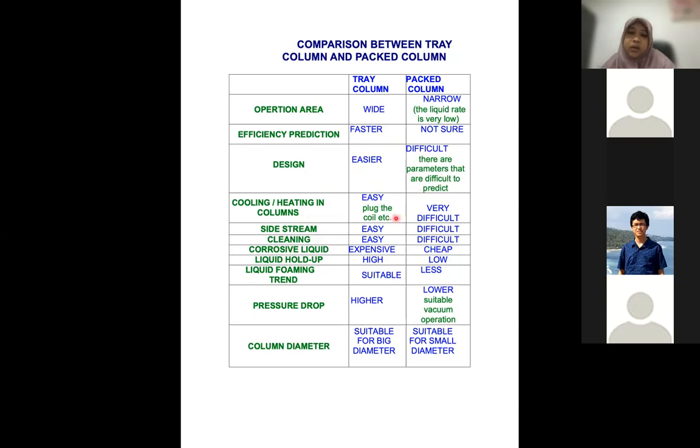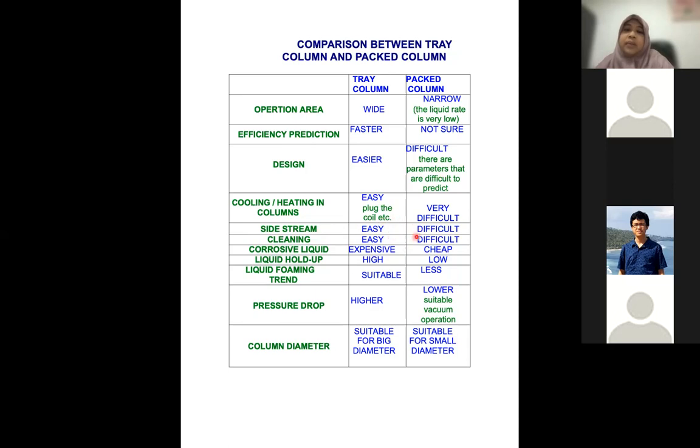In a tray column, it is easy to cool and heat the column by adding, for example, the condenser and the reboiler, or if in the middle they need to add heat, we can just put some coil in. But for a packed column we can't have that there. And for side streams, it is easy for the tray column to get a side stream, but for a packed column it is difficult.